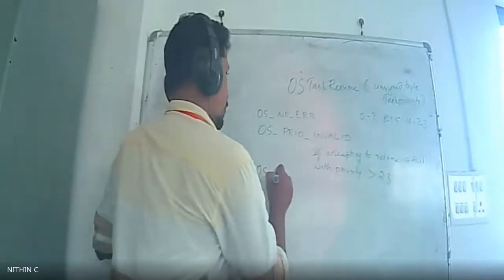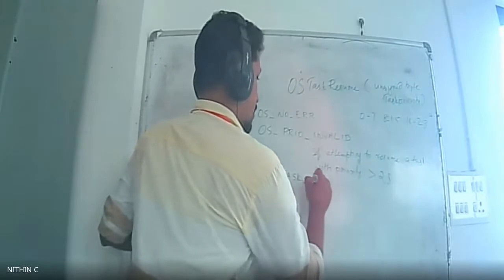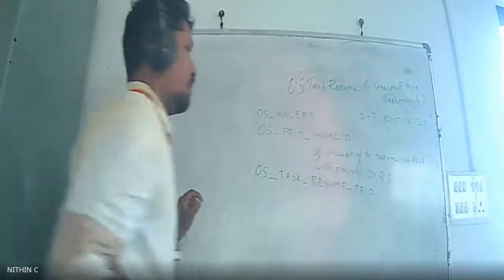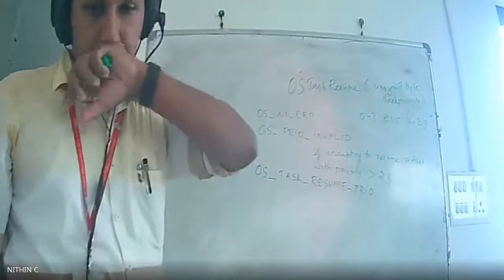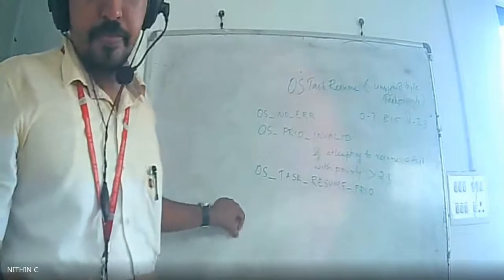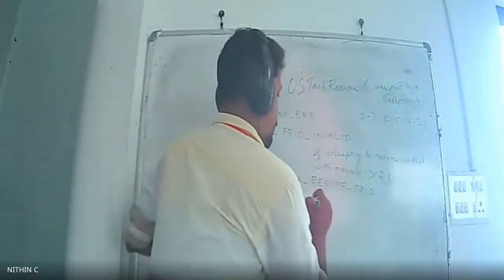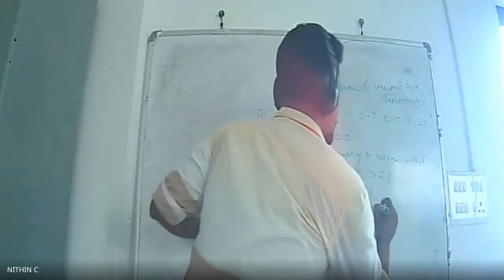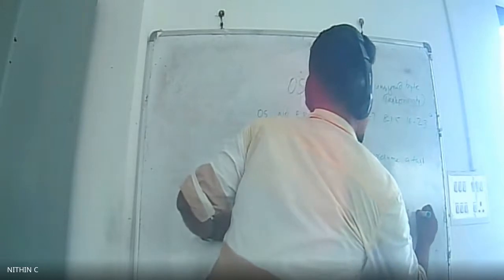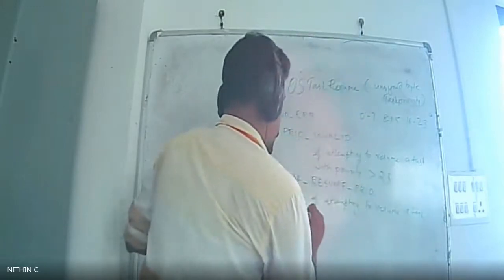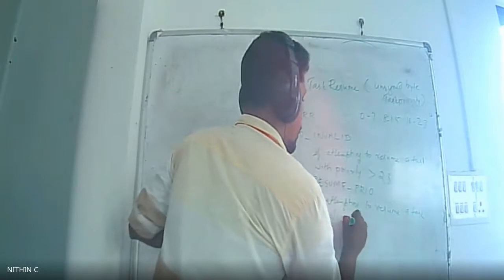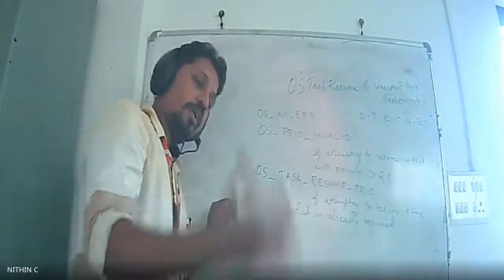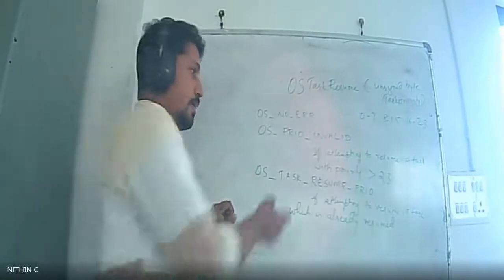Then you will have another one, OS task resume prior. This will be displayed if attempting to resume a task which is already resumed. If you are trying to resume a task which is already resumed, that is, already unblocked, then you will get a message like this.